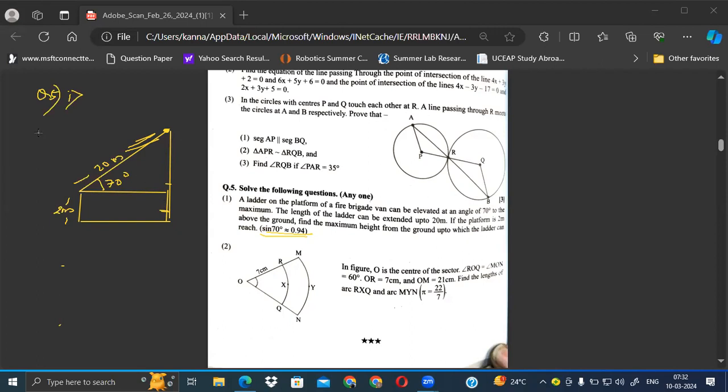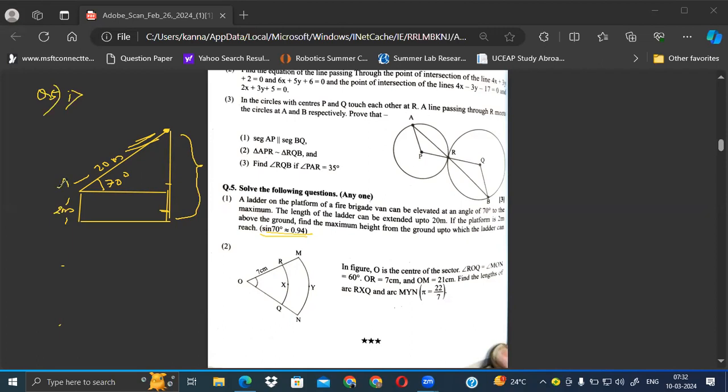Now this height we have to calculate. We have to calculate this height, the maximum height the ladder reaches above the ground. So now you can see here, children.